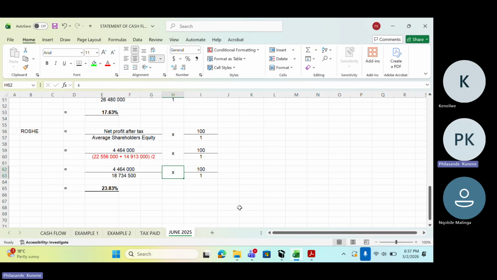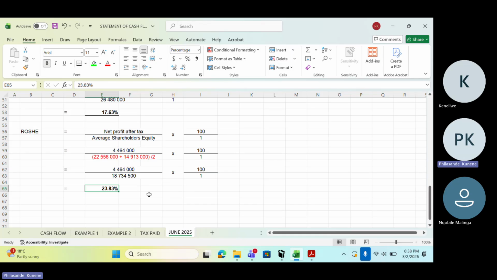So which means now, what is the meaning of the ratio? We need to understand this 23.83. What does it mean? This ratio means that the equity that we invested in the company, which means buying the shares together with the retained income, gives us a return of 23%, right?